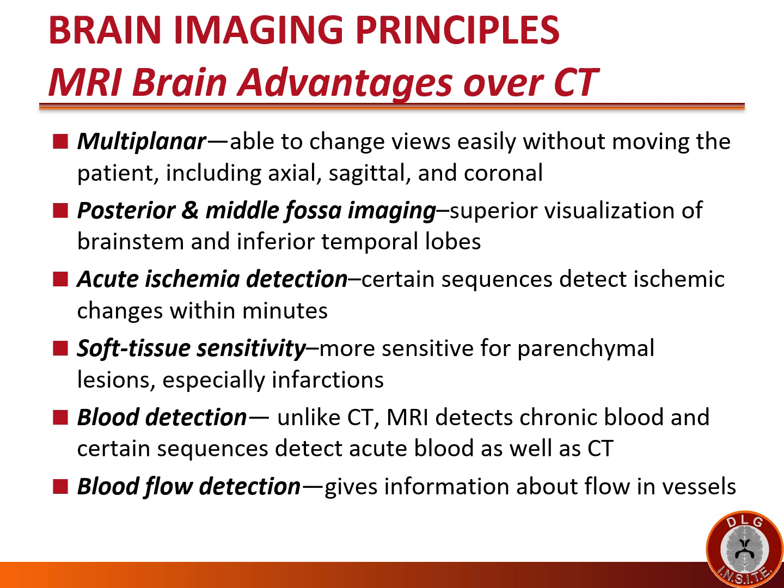MRI brain is excellent for acute ischemia detection. Certain sequences detect ischemic changes within minutes. MRI brain is superior for soft tissue sensitivity, more sensitive for parenchymal lesions, especially infarctions. MRI brain is better for blood detection. Unlike CT, MRI detects chronic blood, and certain sequences detect acute blood as well as CT. And MRI brain is better for blood flow detection. Blood flow detection gives information about flow in vessels that CT scan does not give.